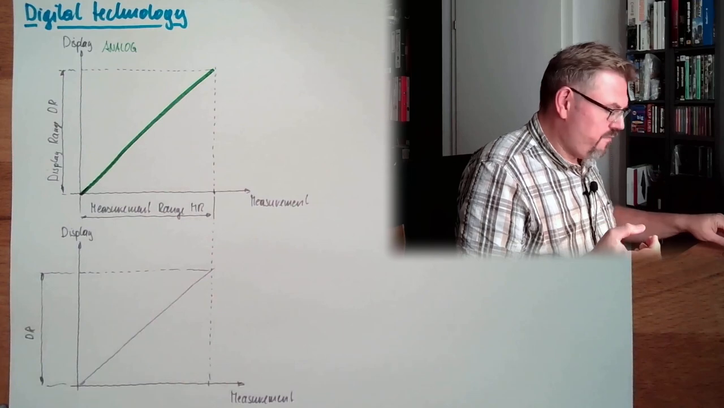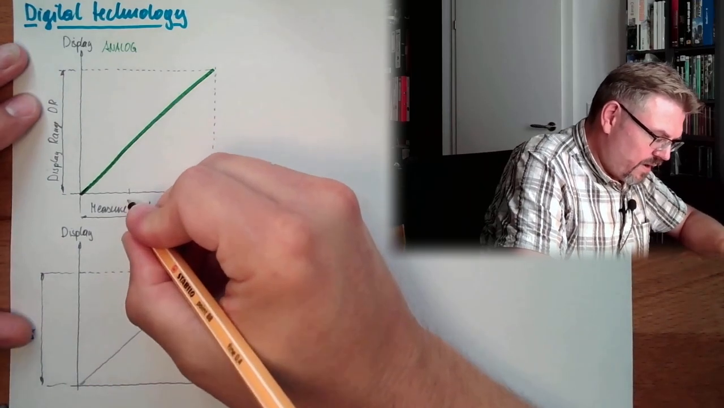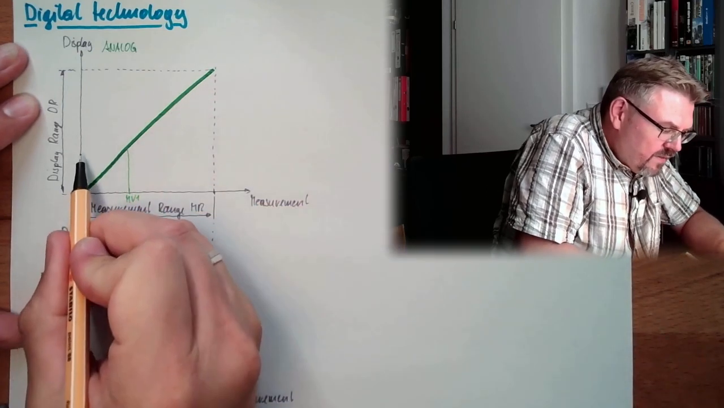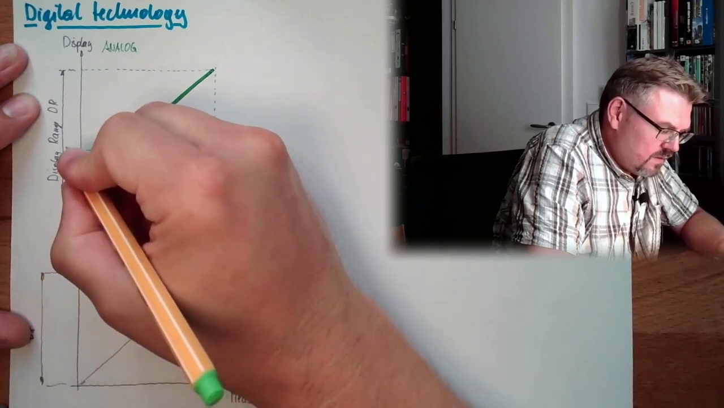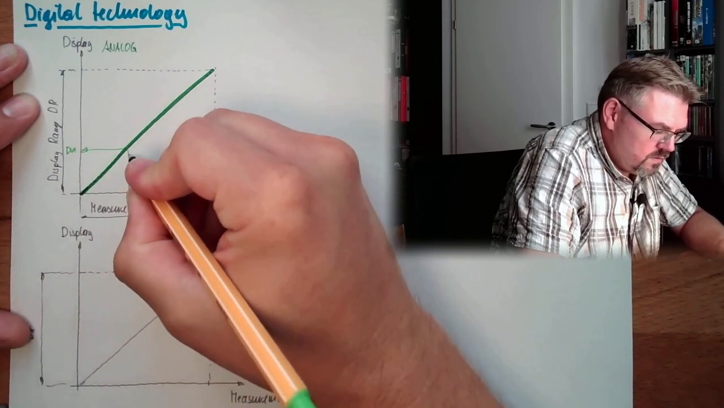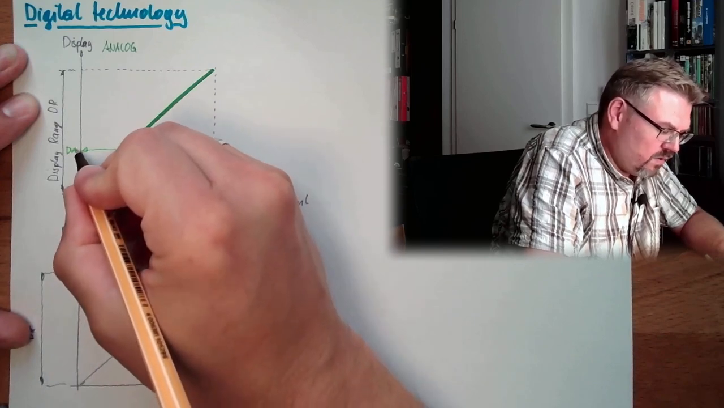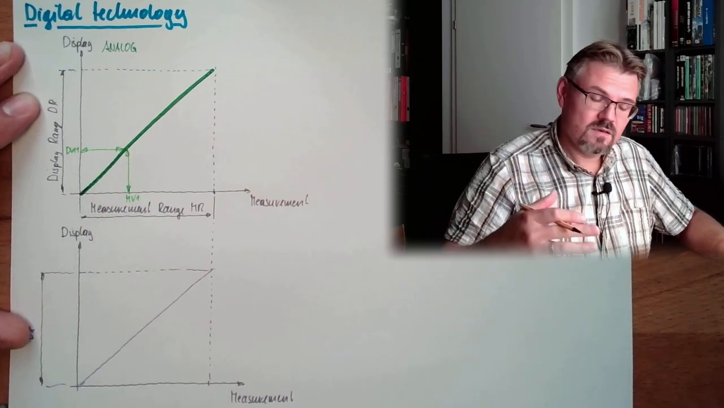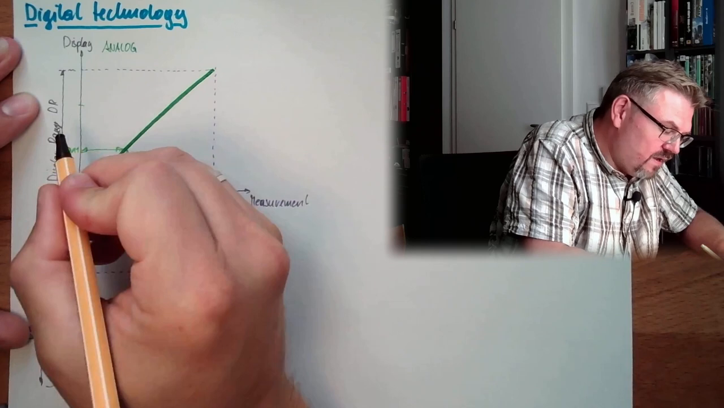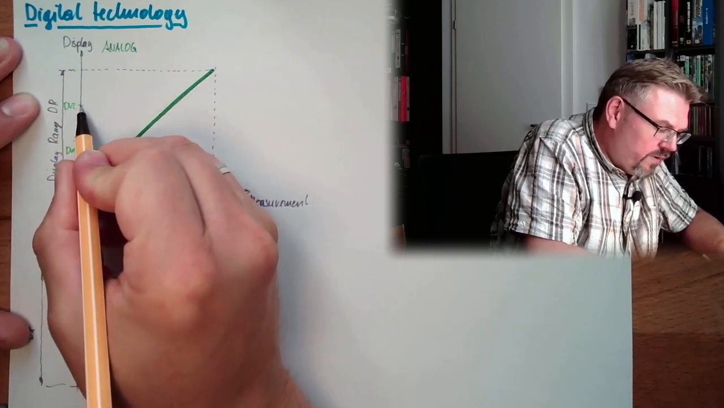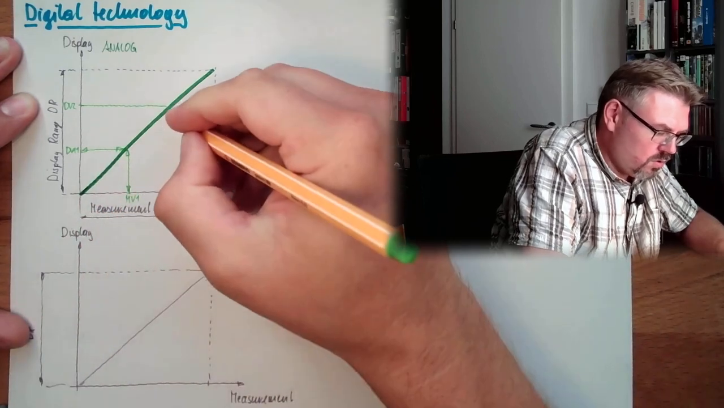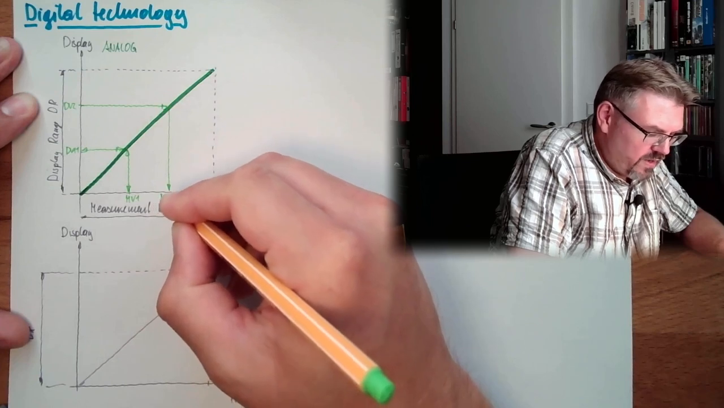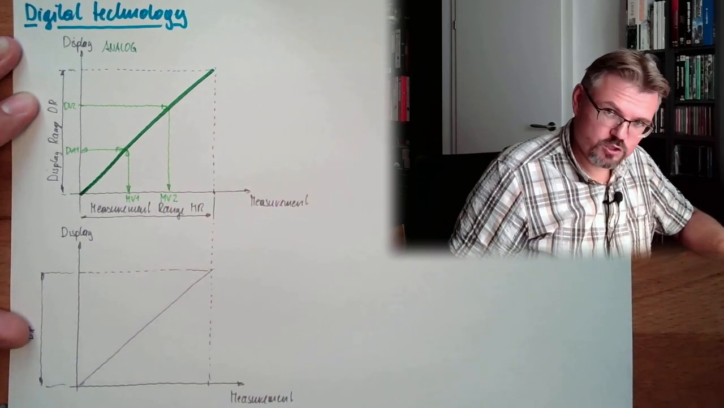What does it mean if we have exactly one line? Let's say we have a measured value 1, and this is resulting in exactly this displayed value 1. And this displayed value 1 is resulting exactly in this measured value. I have a bi-unique relation. If I have somewhere here a displayed value 2, I know exactly this is this measured value 2. There's a bi-unique relationship.